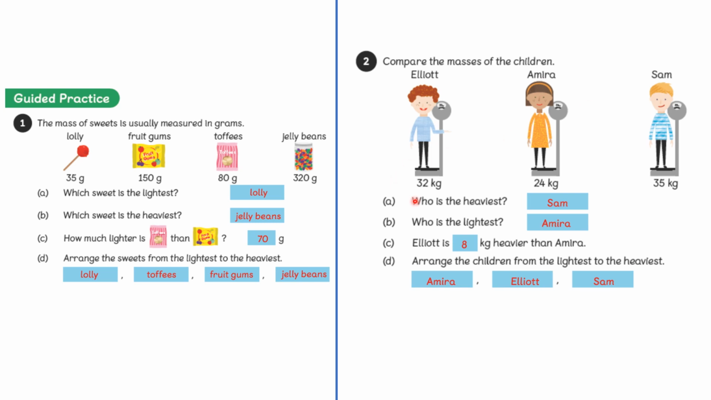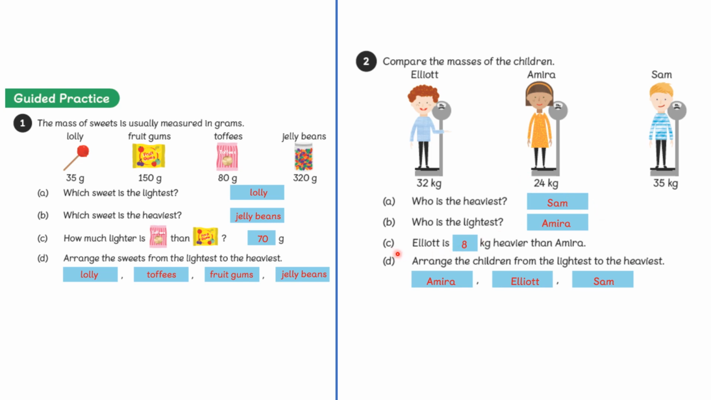First, we were asked who is the heaviest, and we should have put Sam, because Sam's mass is 35, which is larger than 24 and larger than 32. Question B, we were asked who is the lightest. We should have put Amira, because 24 is the smallest mass there.